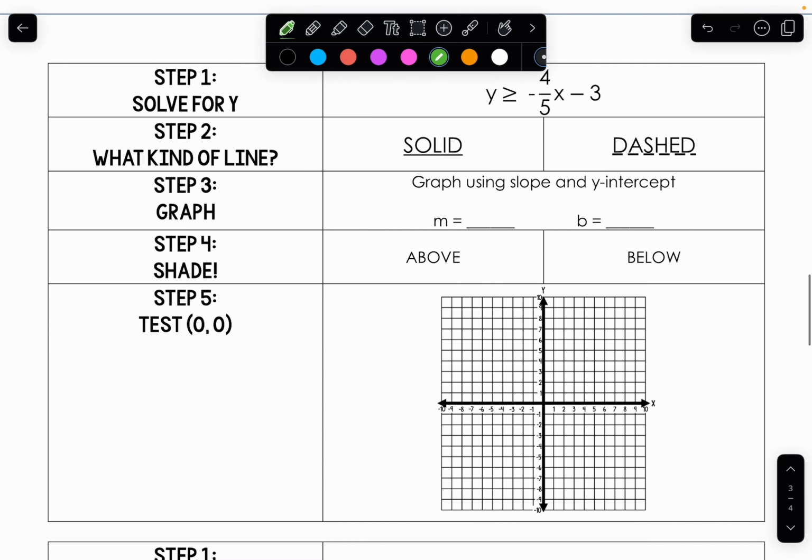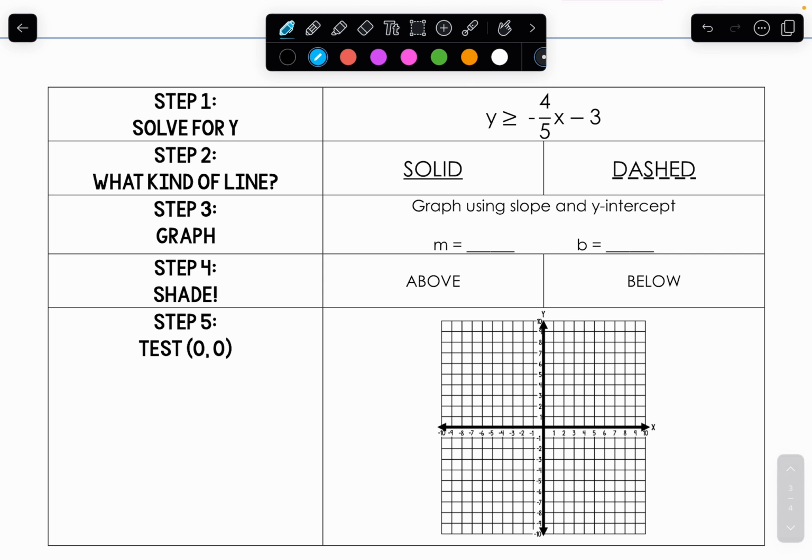Next one. Kind of get the idea, but we will be working with some vertical and horizontal lines, so just hang in there. Okay, next one. Look at your inequality. It is underlined, so that lets us know we're going to graph a solid line. Our y-intercept is -3. Our slope is -4/5. So this one's going to go up to the left.